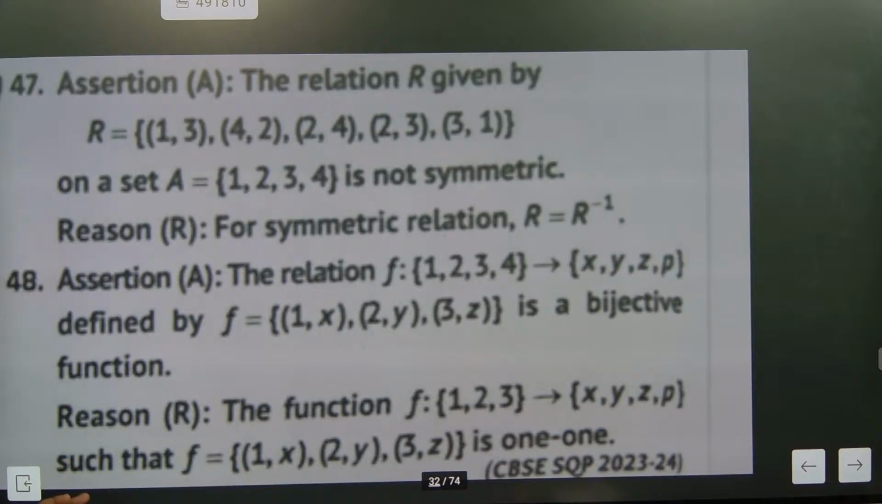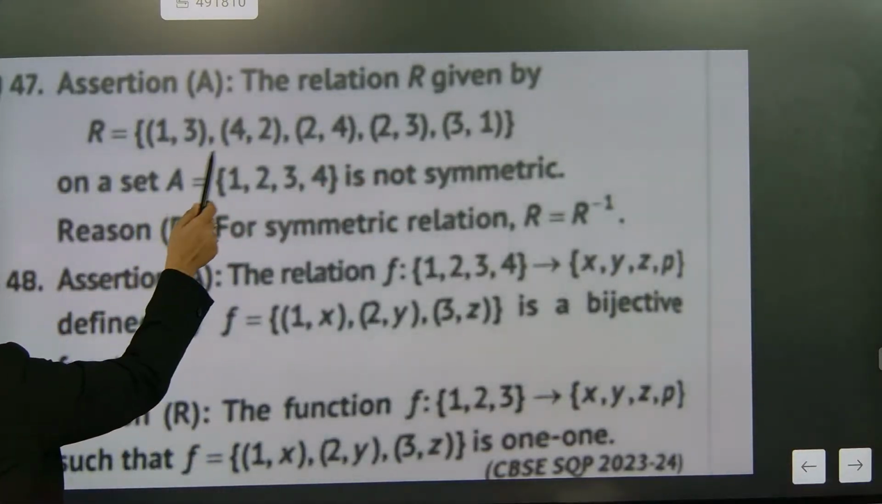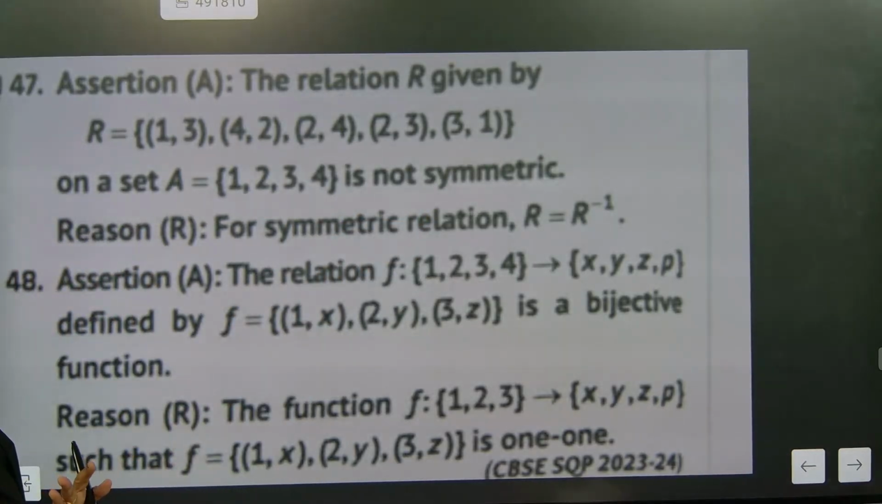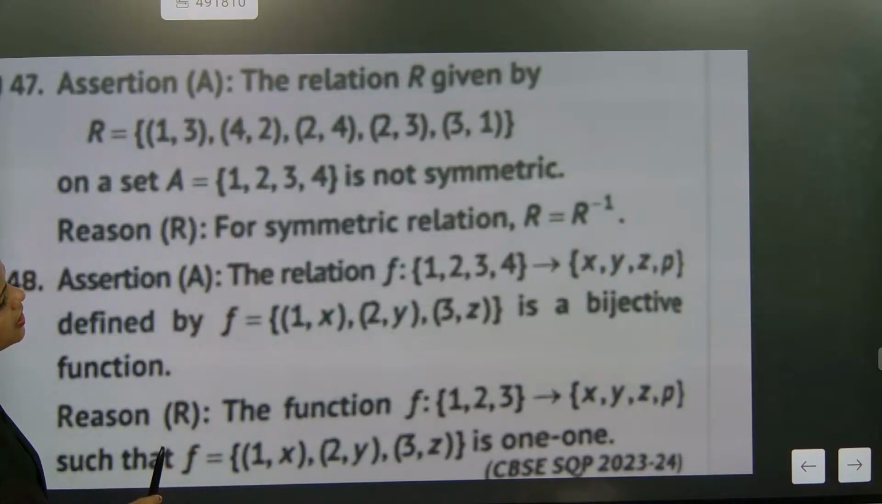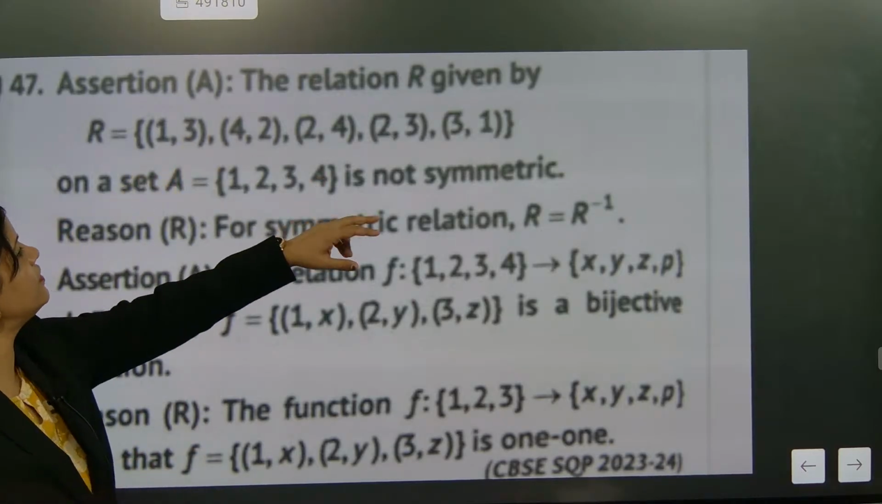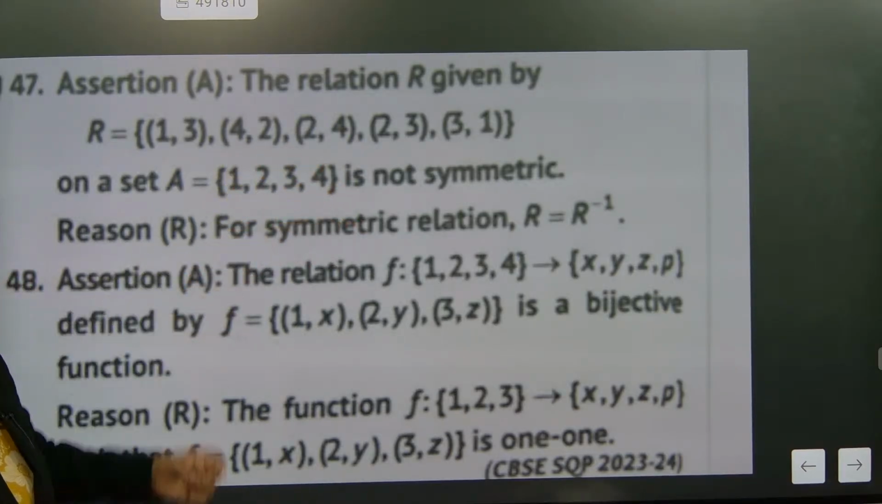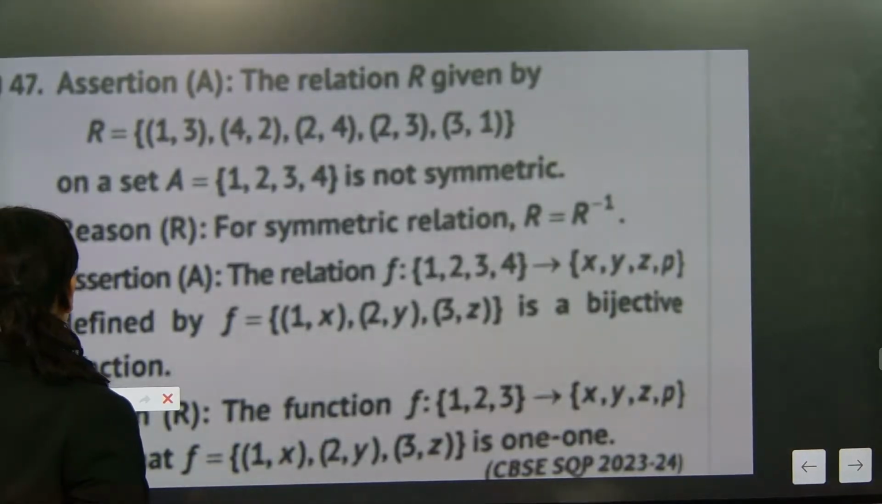See, first here, understand very nicely. Vishwa, stop that. Focus on the question. The assertion part says that the relation R is given by (1,3), (4,2), (2,4), (2,3) and (3,1). Done? So the relation is given this much on the set {1, 2, 3, 4} and is not symmetric. Let's see if it is symmetric or not. (1,3) is there, (3,1) is there. (4,2) is there, and (2,4) is there. (2,3) is there, but (3,2) is not there. So seriously, it is not symmetric. So the statement is true only.